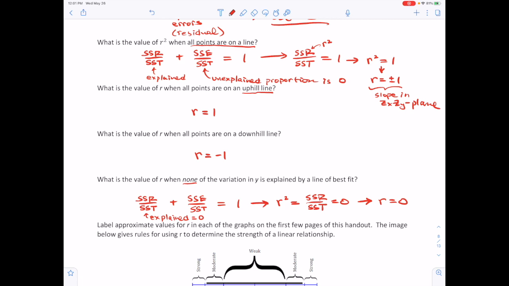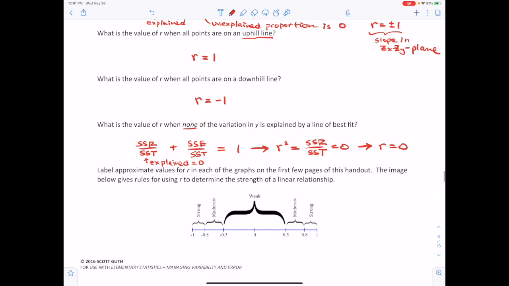Okay, and putting all these ideas together, we know that when R is 1, there's a positive relationship where all the points are exactly on the line of best fit. And if R is negative 1, then all the points are on the line of best fit, but there's a negative relationship, so the line goes downhill. Okay, when R is 0, we're saying there is no relationship between X and Y, none at all.